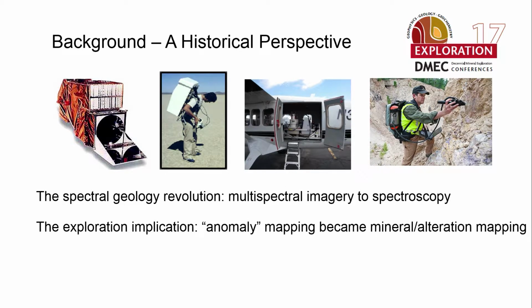The second revolution was where we went from multispectral imagery to spectroscopy, and that occurred starting in the 90s and progresses to this day. That is where, in the old days of thematic mapper, we produced for the field geologist an anomaly map. This might be alteration, but it could be wet soil, it could be a multitude of things. And as we started moving to a spectroscopic approach, we went from these ambiguous anomaly maps to making a statement about alteration in mineralogy.